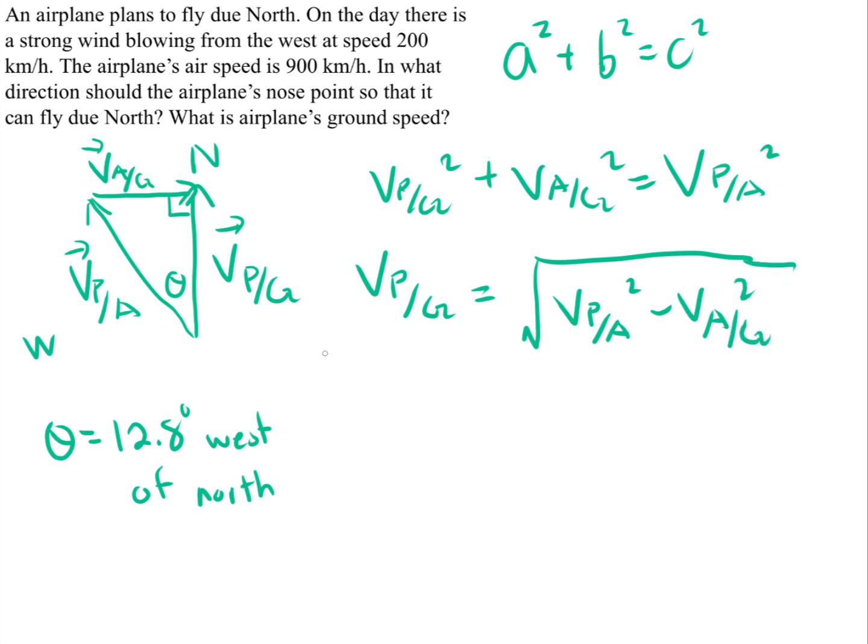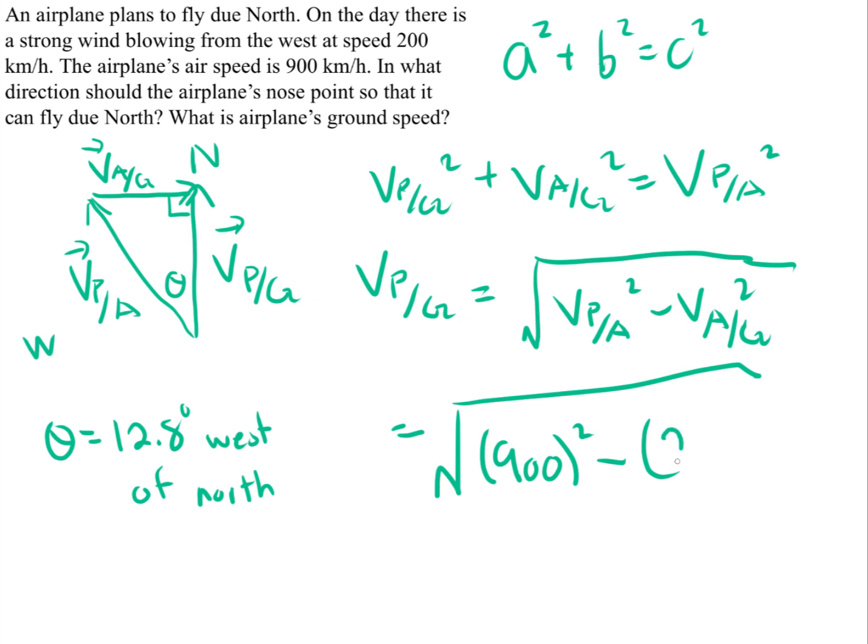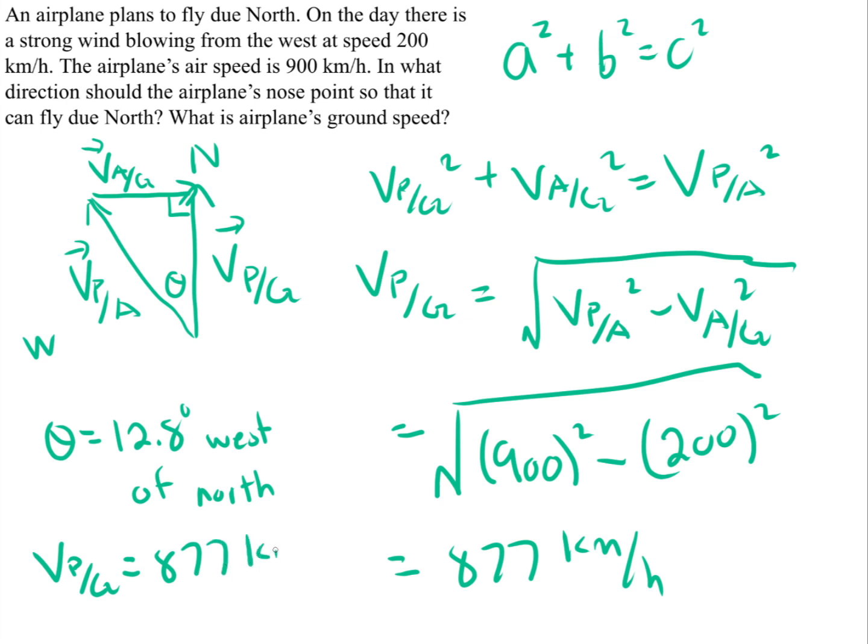And now we just need to plug in our values. So this becomes the square root of the airspeed, 900 kilometers per hour squared, minus the wind speed, 200 kilometers per hour squared. And this gives us about 877 kilometers per hour. So the airplane's ground speed, or the velocity of the plane relative to the ground, is equal to 877 kilometers per hour. And that is how you would solve this problem.